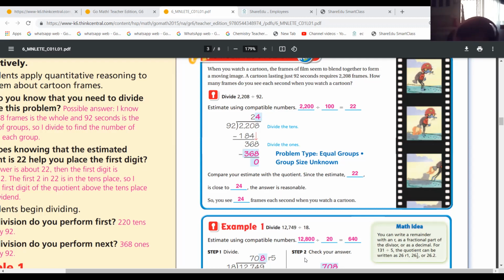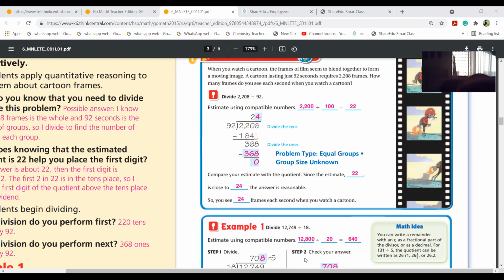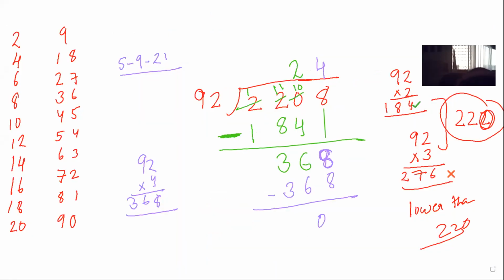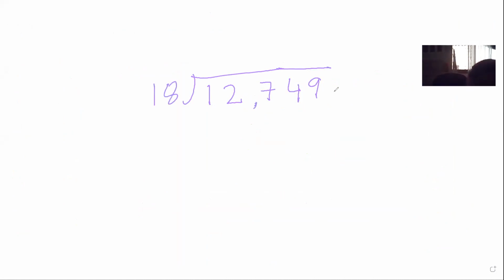Now, 12,749 divided by 18. Okay, get ready. 1, 2, 7, 4, 9. Am I correct, girls, in the numbers, or did I make a mistake? 12,749 divided by 18.